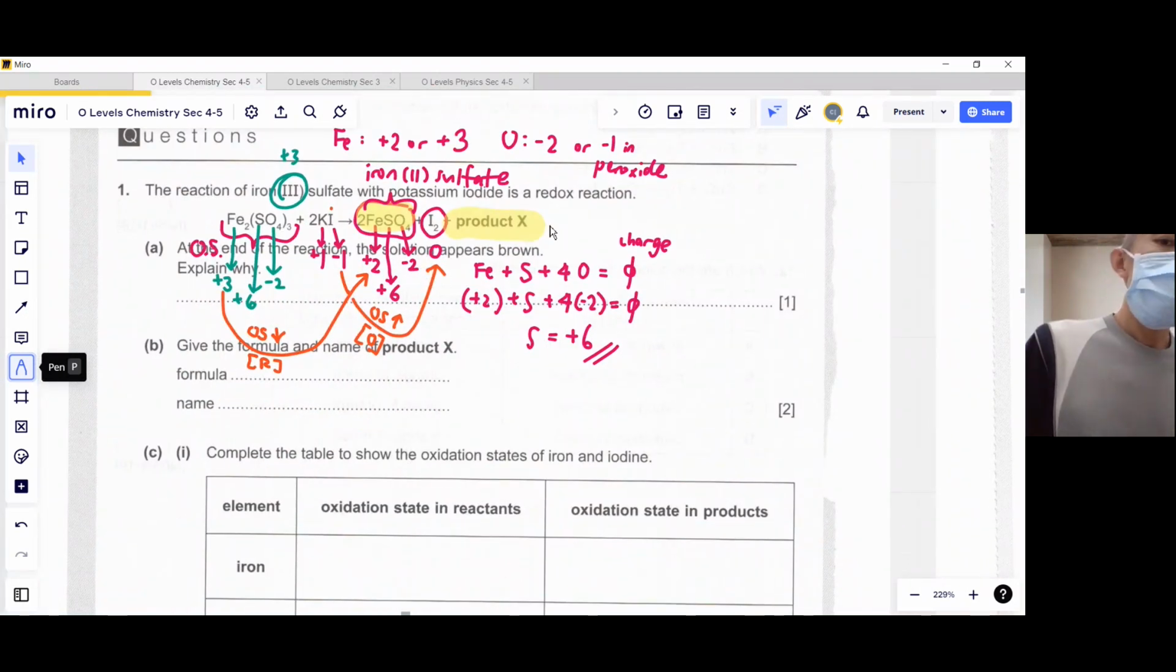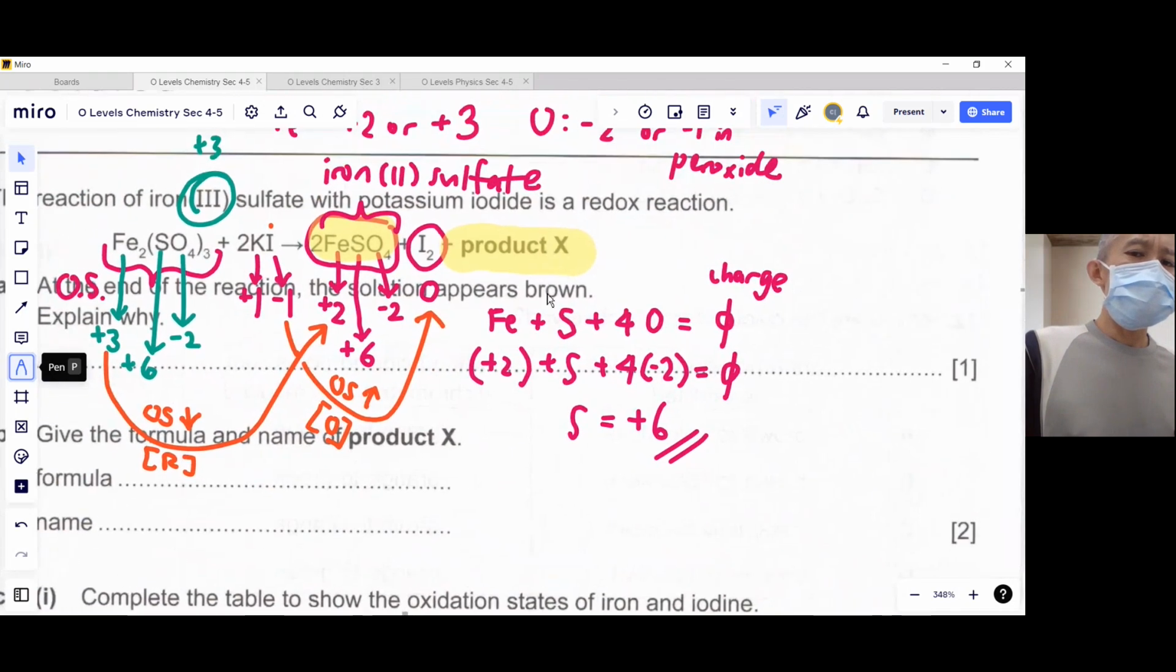Guys, 1A, please remember this brown. Now for secondary school, there are only 2 brown compounds. Okay, only 2. Michelle, what compounds are brown? Oh, okay, what substances are brown?